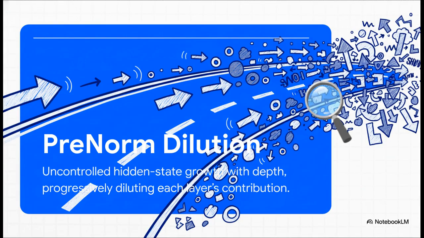And that chaos has a name, PreNorm dilution. Think about it. As you go deeper and deeper, that main highway just gets more and more jammed with information. The total signal, the magnitude of the hidden state, just keeps growing. So for a layer way down the line, say layer 100, to even be heard, it has to shout louder than everyone else. It has to produce a huge output. And what does that lead to? Yep, exploding gradients and a ton of training instability. The poor early layers get totally drowned out unless they scream right from the start.